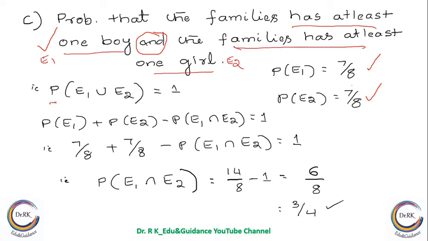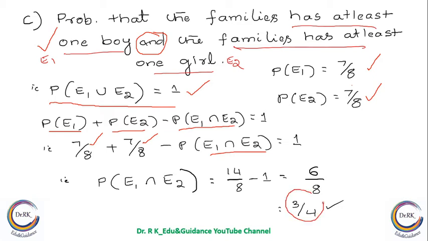And it is understood that P of E1 union E2 equals 1. And we know the formula we have been discussing: P of A union B equals P of A plus P of B minus P of A intersection B. Now we plug in the values. So 7 by 8, 7 by 8, and this we have to find. A simple algebraic way of doing things gives the probability as 3 by 4. So like this we can solve problems where we use the concept of conditional probability and its corresponding expressions and formulas.